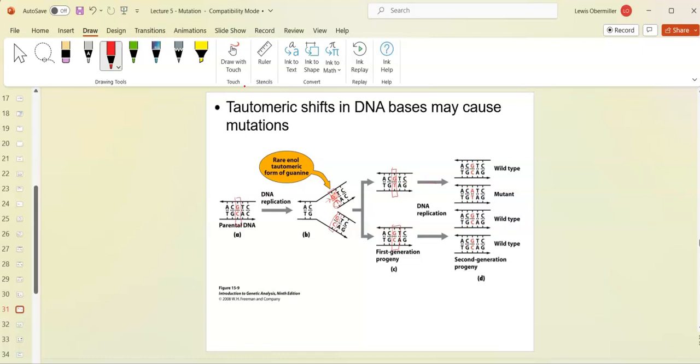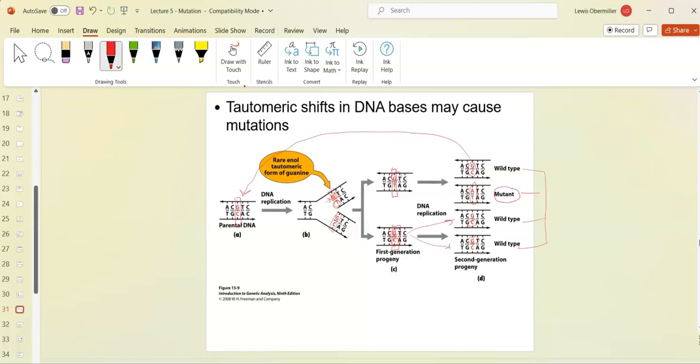So here, when these two strands separate, this G here is going to pair with C, right? And that's the original pairing. And then this T will pair with A, so this is a mutant. And then this is normal, right? Both strands are going to be normal. So this G is going to pair with the C, and this C is going to pair with the G. Right. So in the end, we're going to get 3 wild type and 1 mutant out of this tautomeric shift.